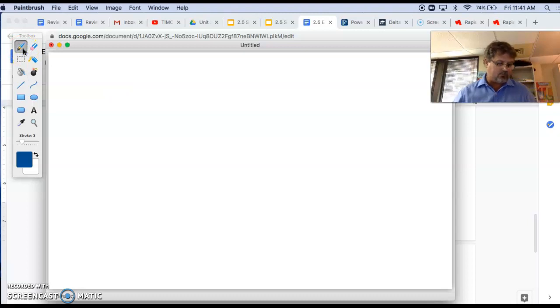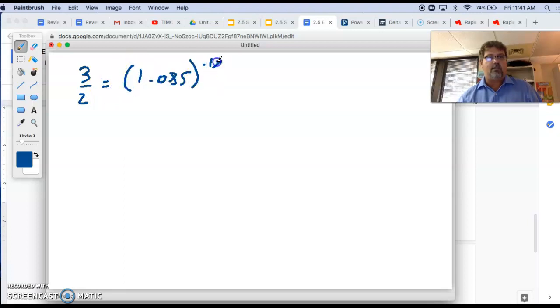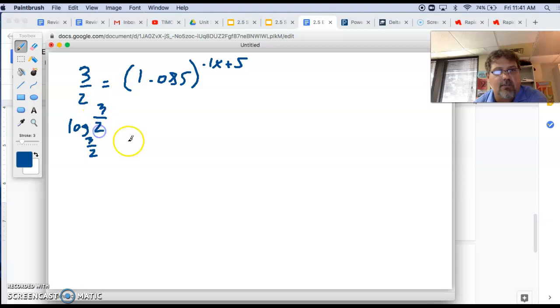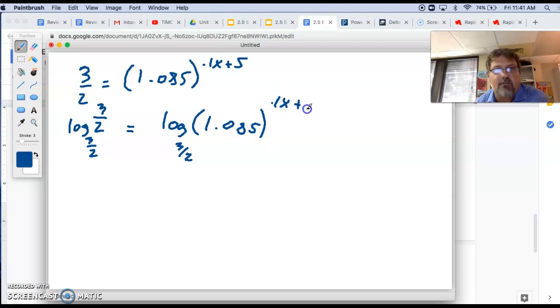All right, so we want to finish this up, and right now we have 3 halves is equal to 1.085 to the 0.1x plus 5. Now, like I said, take log base 3 halves, just to clean things up on that left-hand side, is one way to do it. That leaves you doing log base 3 halves of 1.085 to the 0.1x plus 5.